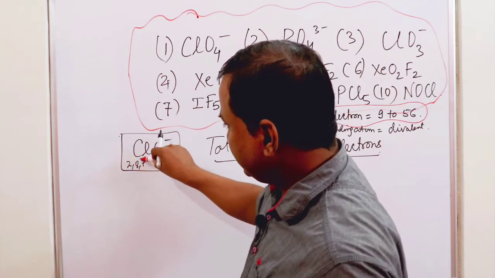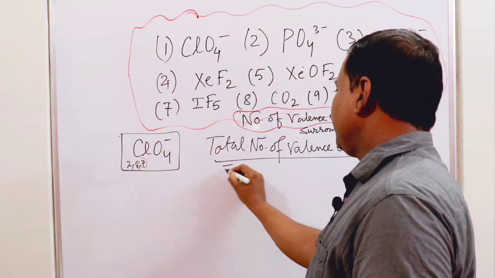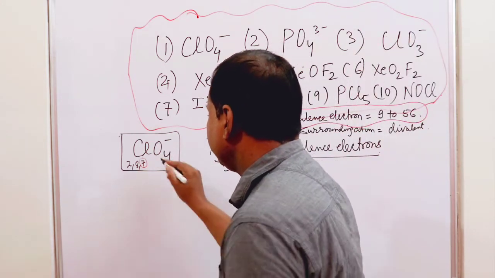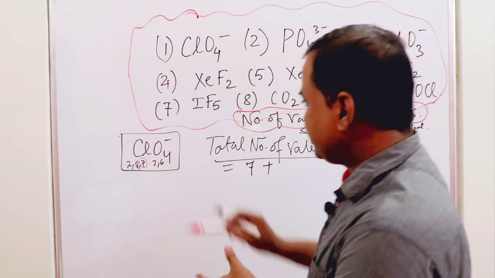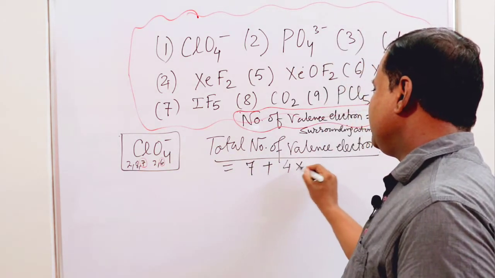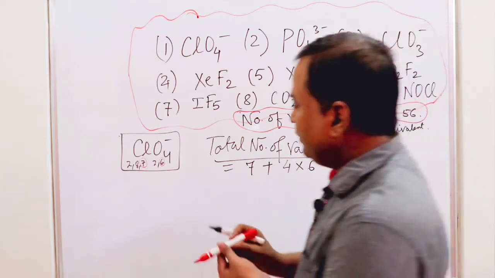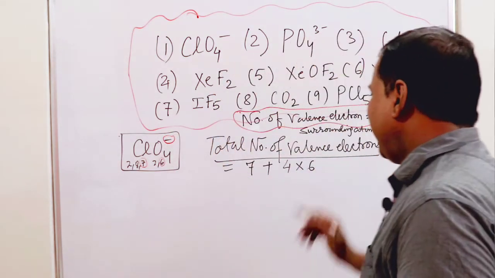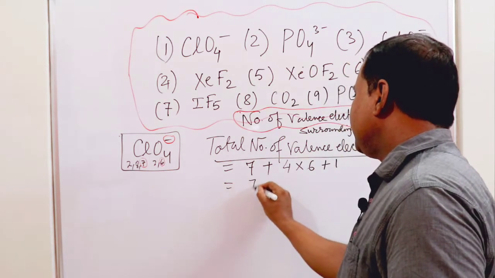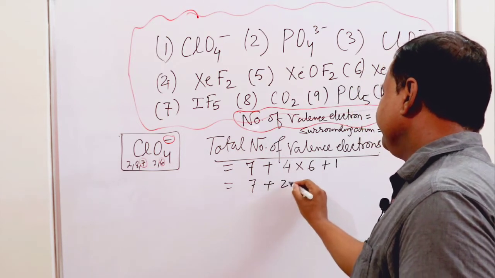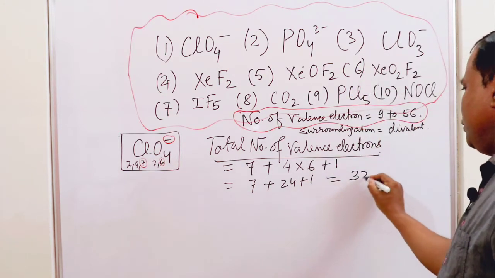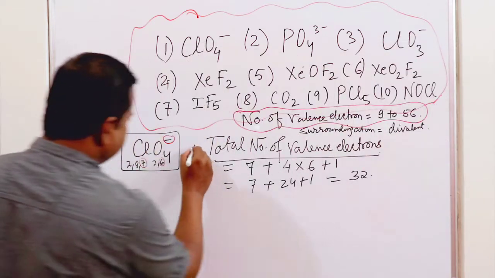So that means the number of valence electrons in chlorine is 7. So here we can write 7 plus, now in case of oxygen, the electronic configuration is 2, 6, so the number of valence electrons is 6. Now there are 4 oxygen atoms, so 4 multiplied by 6. And one more thing, whenever there is a minus charge, you have to add that charge. So minus 1 means we have to add plus 1. So we get 7 plus 4 sixes are 24 plus 1, which comes out to be 32.